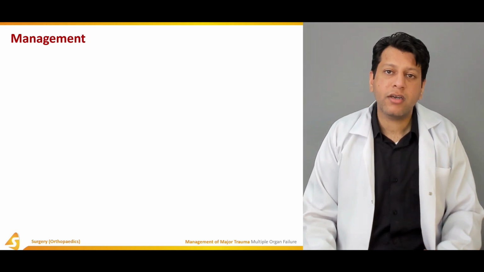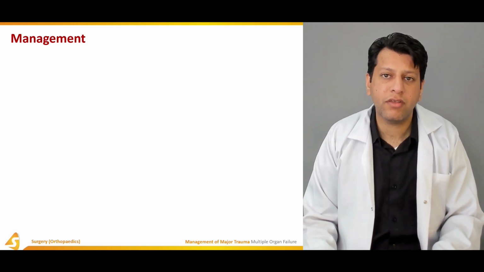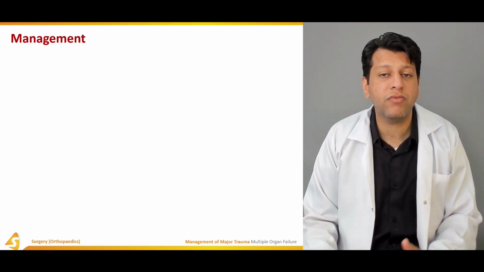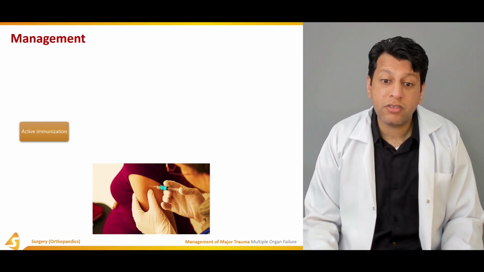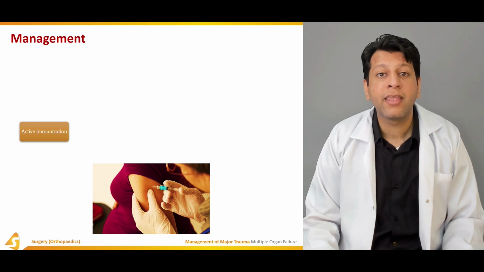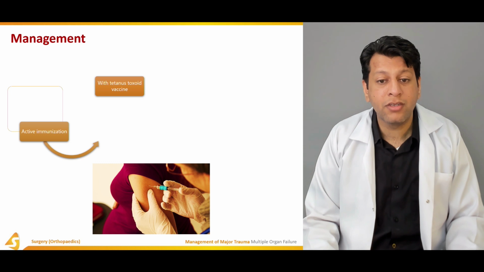Now, the other option is actually prevention. One is once the patient has already suffered, and if the patient has not suffered from tetanus, then we have to prevent it from happening. How can we prevent tetanus? Usually through active immunization. Active immunization is through the use of tetanus toxoid vaccine.